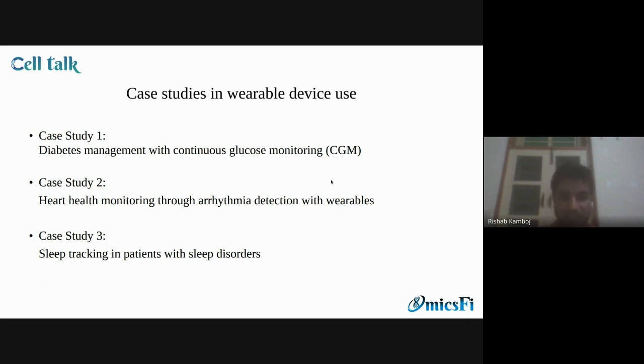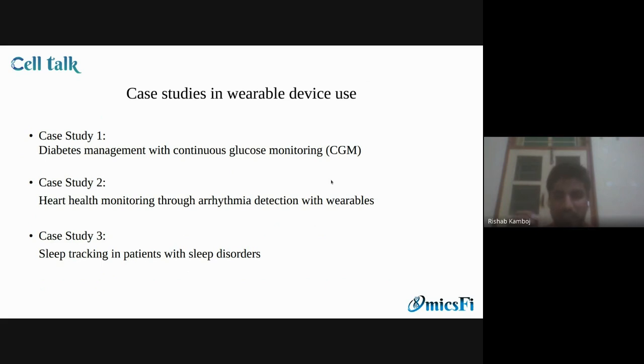Case study 2 is arrhythmia detection with wearables. Arrhythmia is a kind of disease related to fast heartbeat, slow heartbeat, or irregular heartbeat. A fast heartbeat is called tachycardia, and there are also slow and irregular heartbeats. There are 4 to 5 types of arrhythmia diseases related to irregular functioning of the heartbeat, and we can track that disease because we can measure the BPM, beats per minute.